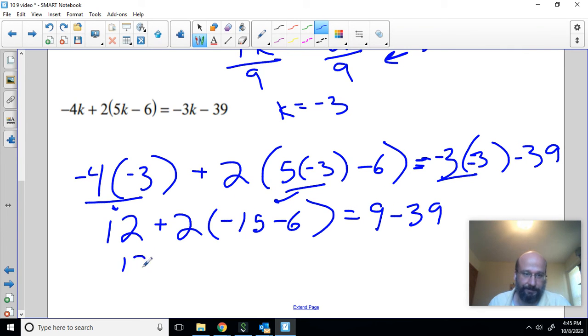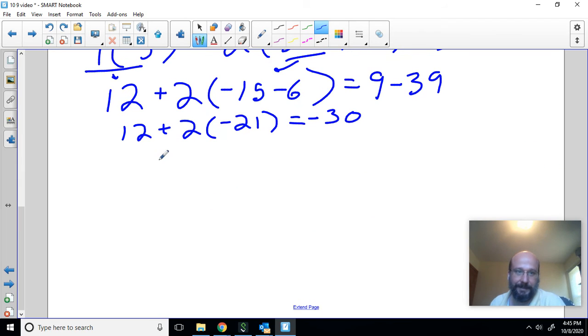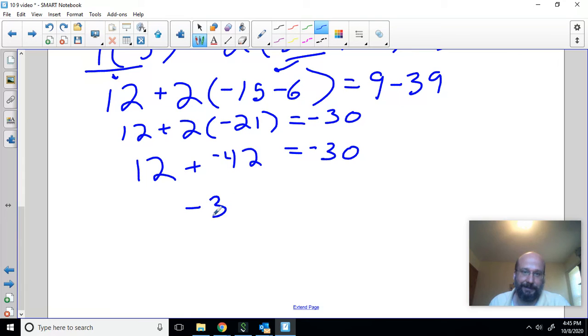So I'm going to finish here. Negative 15 minus 6 is negative 21. 9 minus 39 is negative 30. So 2 times negative 21 is negative 42. So I did plus and then negative 42. I could have just done 12 minus 42. It's the same. So this is negative 30 equals negative 30. So I know I did it right. I had a lot of work for checking, but I want you to see all of the checking.